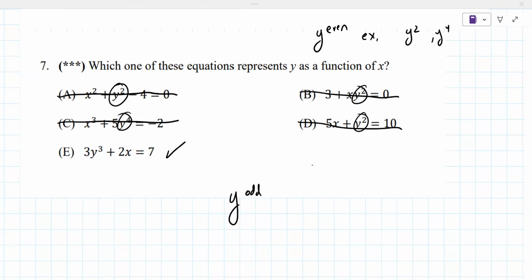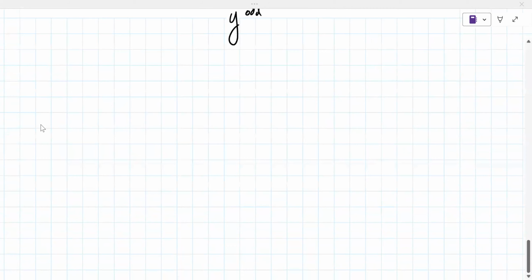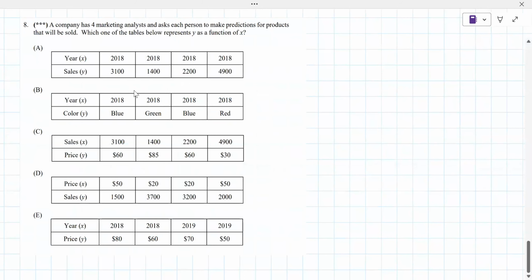Where should we go from here? Number 8. That's another triple asterisk question. A company has 4 marketing analysts and asks each person to make a prediction for products that will be sold. Which one of the following tables represents y as a function of x? So for this to be true, you're going to the x values first, and you're looking for duplicates.